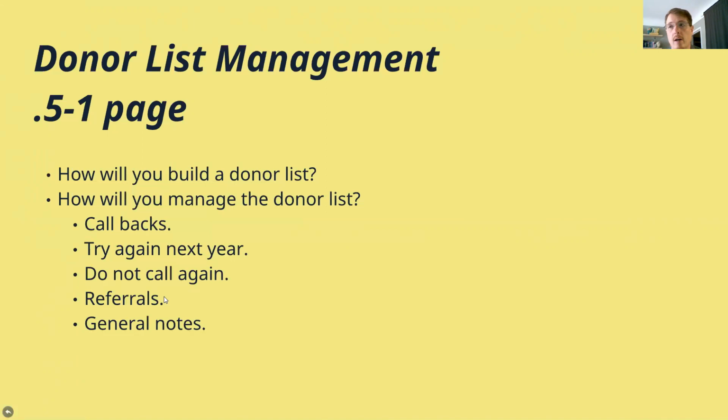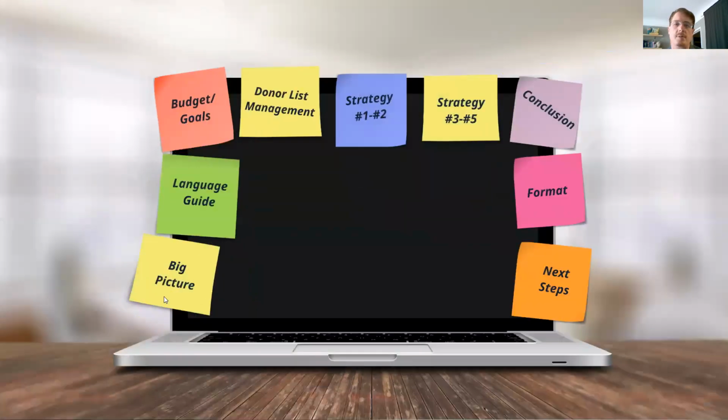And then you need to be able to call back Nancy and say, look, Jerry didn't give us anything. I wonder if you might be able to have a word with him. She might do it. And general notes, things like that. That all needs to be accounted for in a half a page to a page of your development plan.